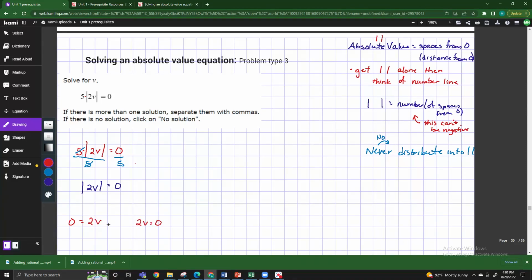They're the same answer for both things, so I'm dividing by 2. Divide by 2. 0 equals v. Divide by 2. Divide by 2. 0, or v equals 0.